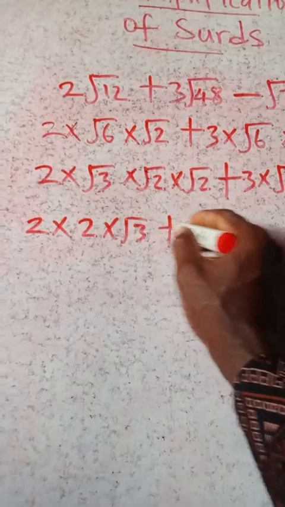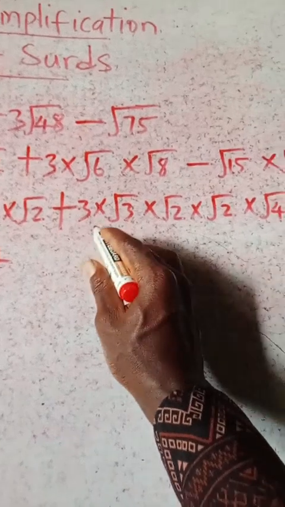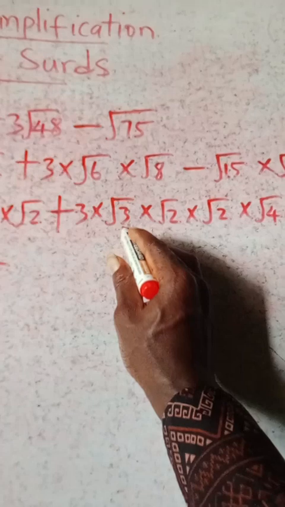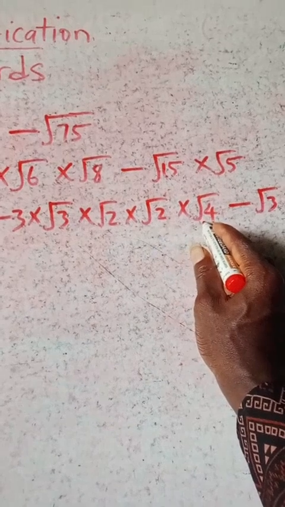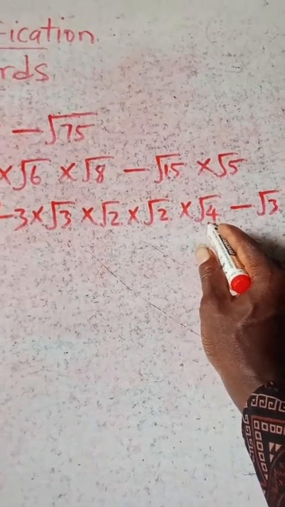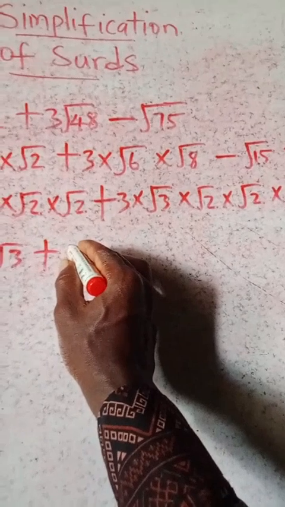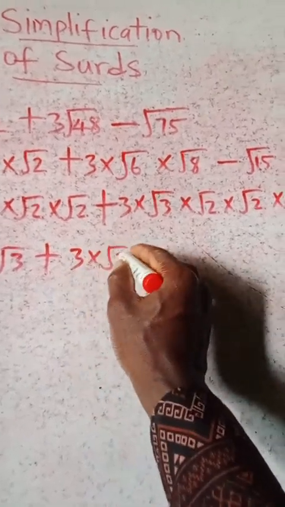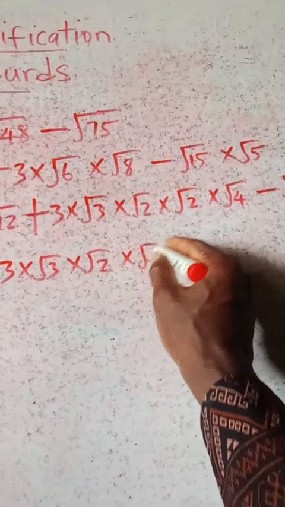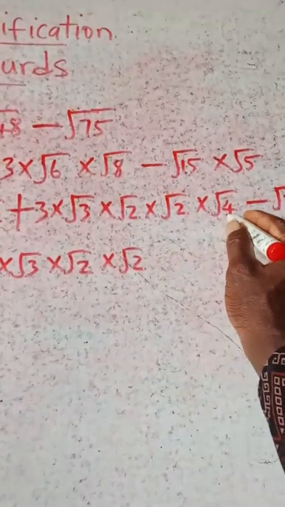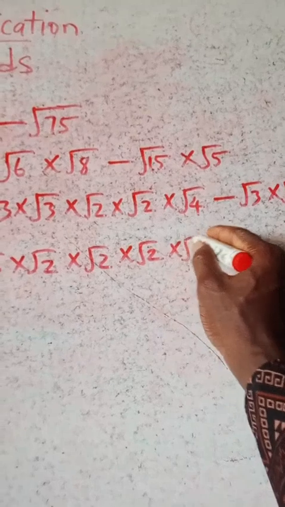Then plus, we have 3 here. Is there anything to reduce here? Here we have 3 times root 3 times root 2 times root 2, times what? Root 4. So we can reduce root 4. So we can rewrite this by saying plus 3 times root 3 times root 2 times root 2. Okay, and then this root 4 can be reduced to what? Root 2 times what? Root 2.